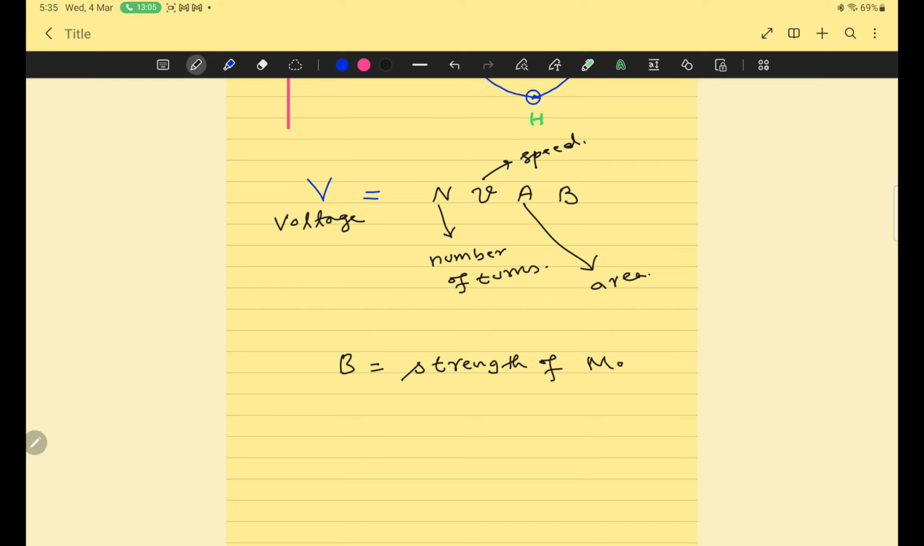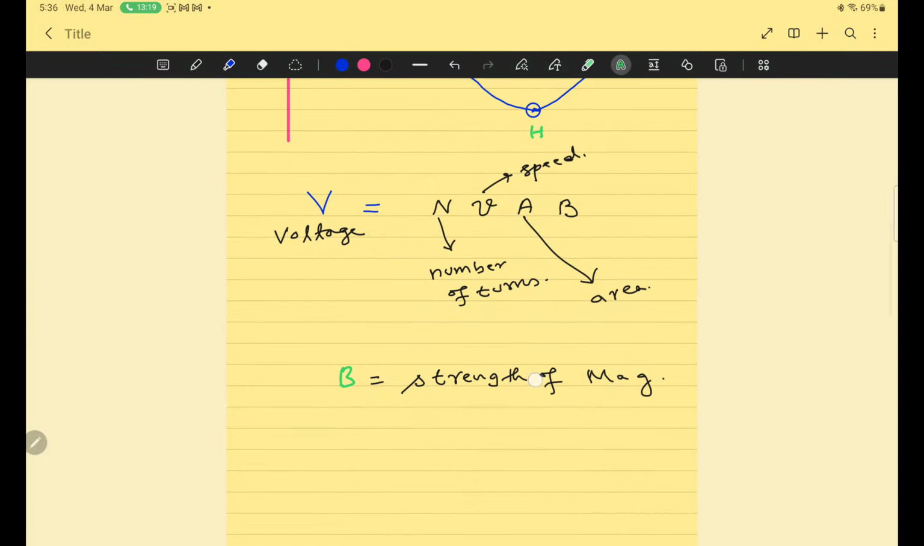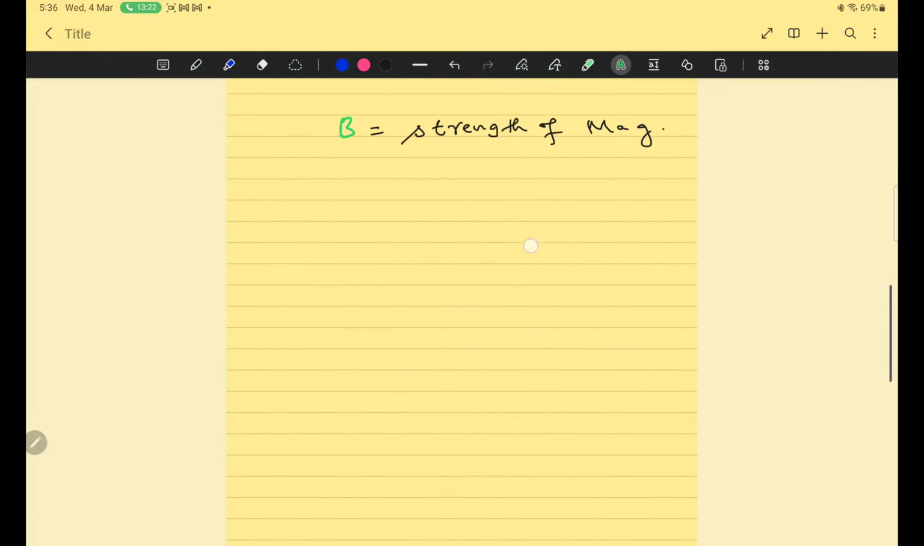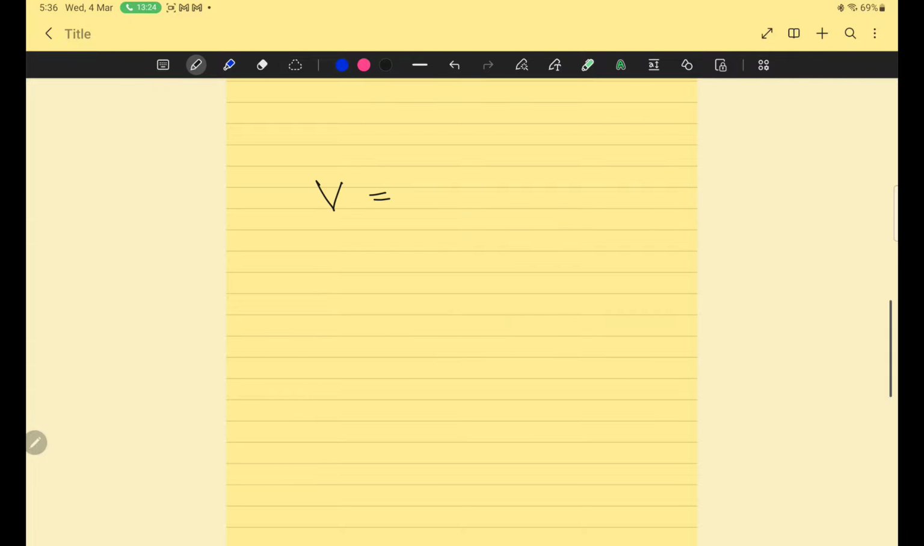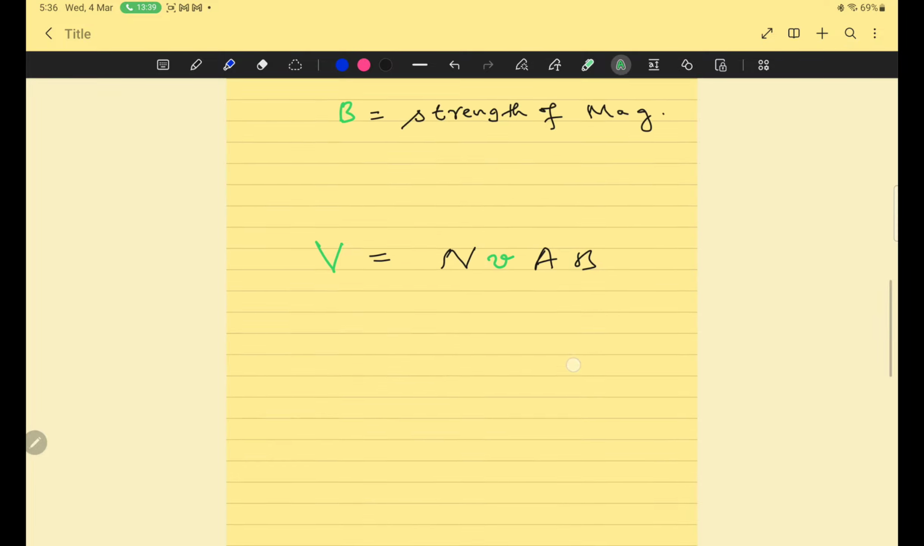Strength of magnet. If you use a strong magnet, this B is a symbol of strength of magnet. If you use a strong magnet, it will produce strong voltage, greater voltage. So you should memorize this formula, and the formula is voltage in generator is NABω, and in this formula, this V should be in small letter so that you can differentiate between this is voltage and this is velocity. So voltage is equal to NABω.